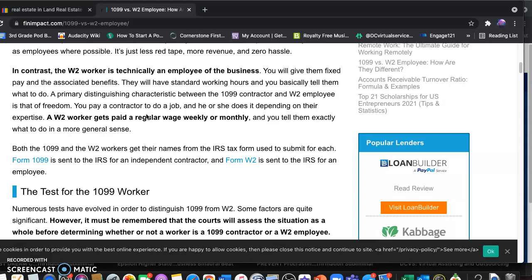A W-2 worker gets paid a regular wage, weekly or monthly, and the employer tells them exactly what to do in a more general sense. So you don't choose what you do for the employer as a W-2 employee. You don't choose your own hours, you don't choose how you work. Everything is set by the employer as a contract for you as a W-2 employee.